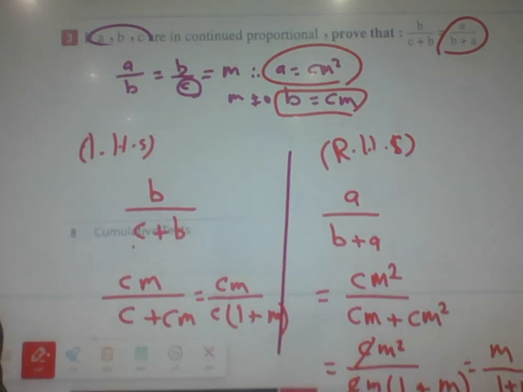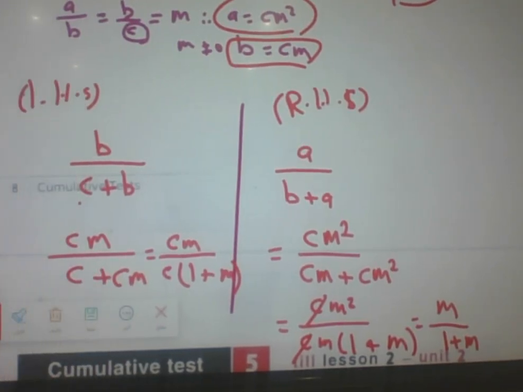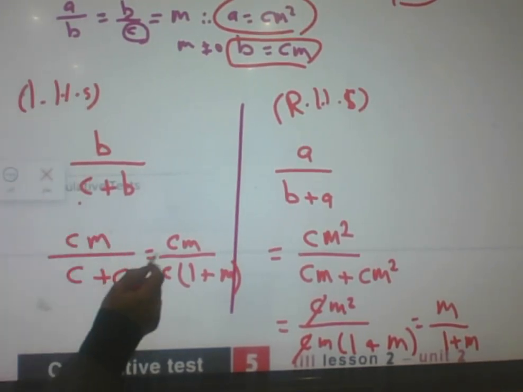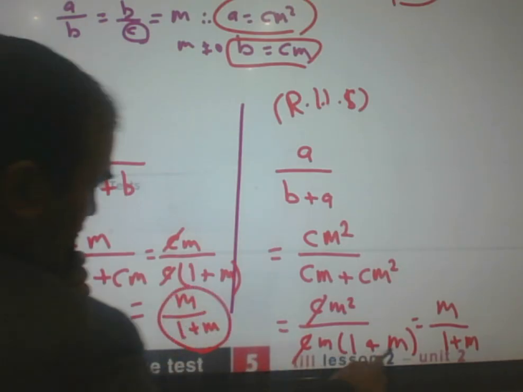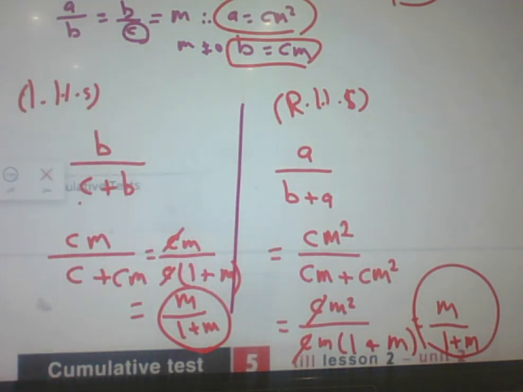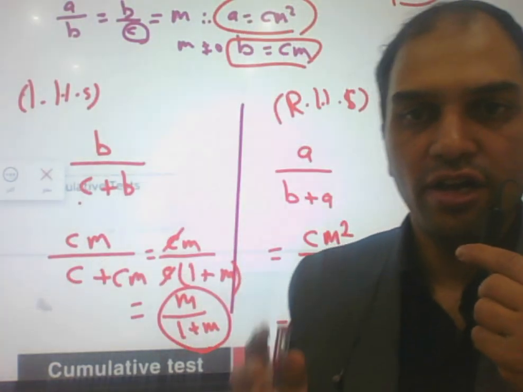They are equivalent: left hand side equals right hand side. Look here, in the first solution we simply have C divided by C equals 1, and then we have m over 1 plus m. The left hand side is equivalent also. The left hand side equals the right hand side, which equals m over 1 plus m. Understood? So that's the question.